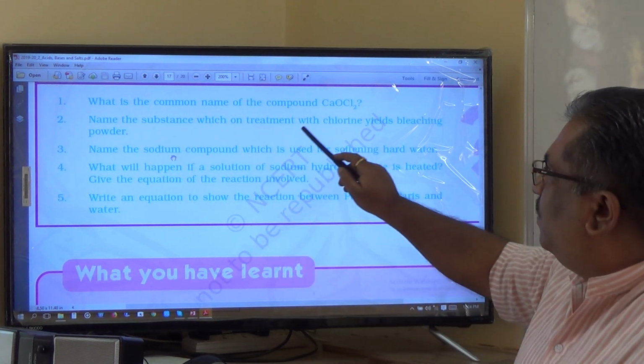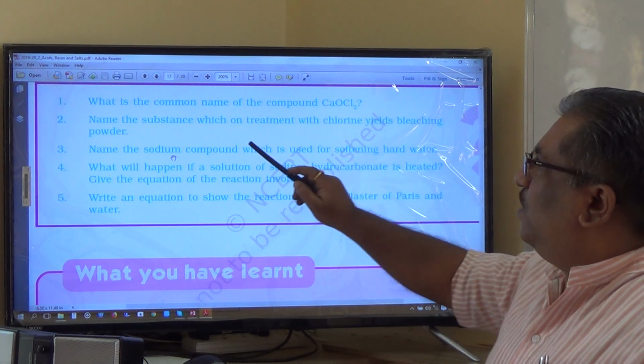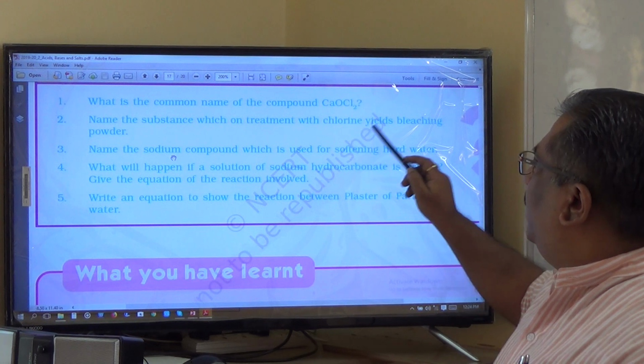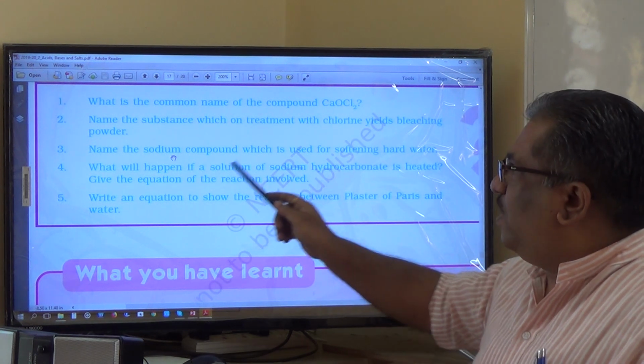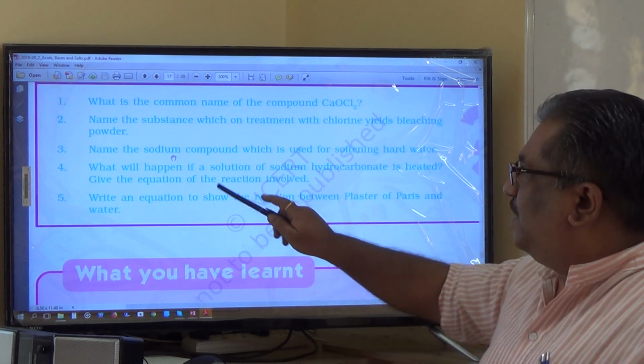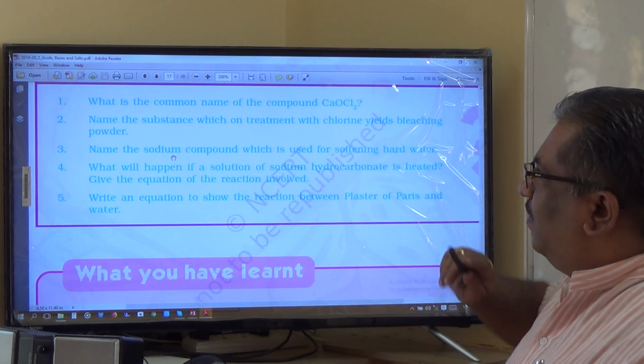Name the substance which on treatment with chlorine yields bleaching powder. Dry slaked lime is the substance which on treatment with chlorine yields bleaching powder. Name the sodium compound which is used for softening hard water. Washing soda is the substance used for softening the hard water.